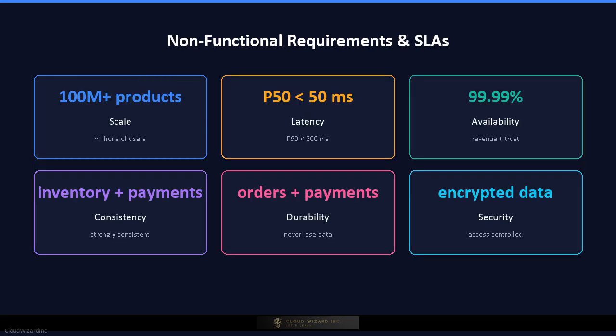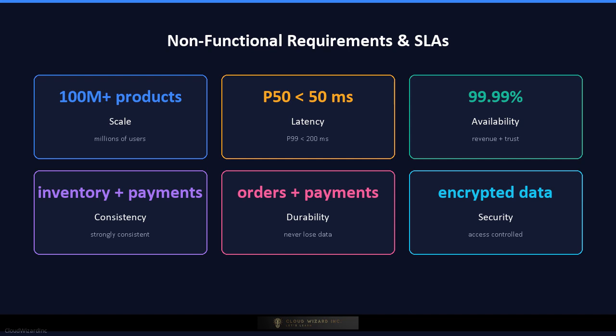Now the non-functional requirements. Scale is the first concern. The catalog has hundreds of millions of products, and traffic peaks during holidays and sale events. Latency must be low. Search results and product pages should load in tens of milliseconds, and checkout should feel instant. Availability must be extremely high. Even a few minutes of downtime costs millions in revenue and trust.